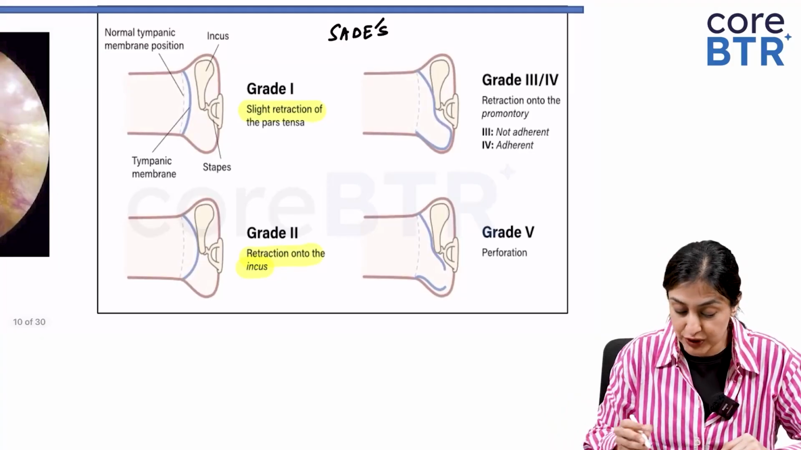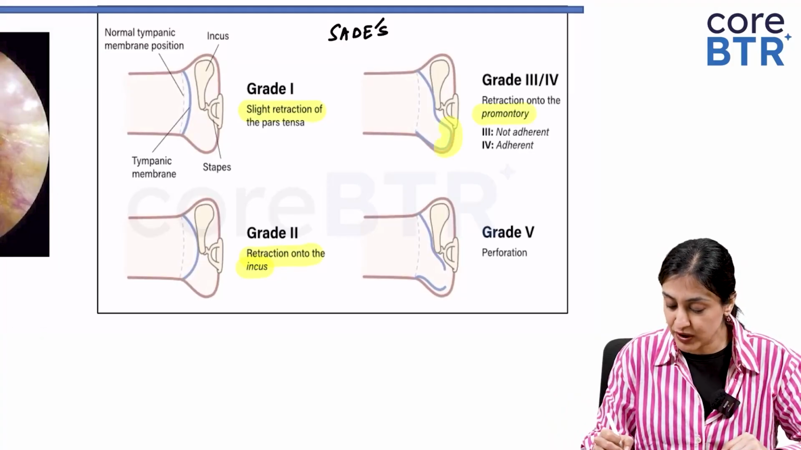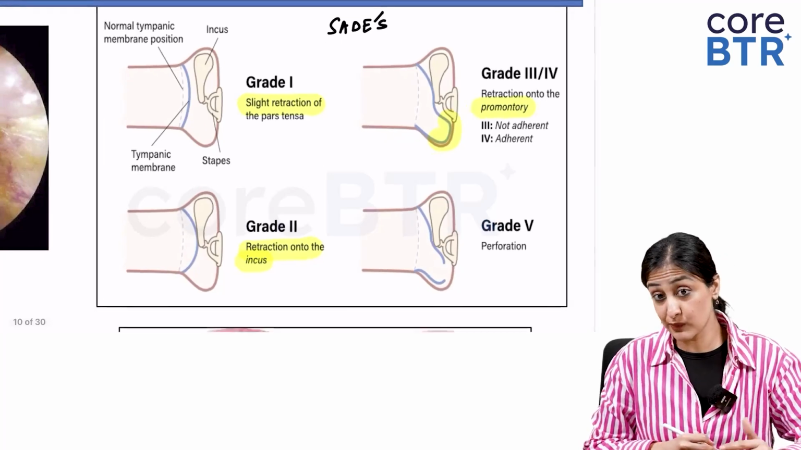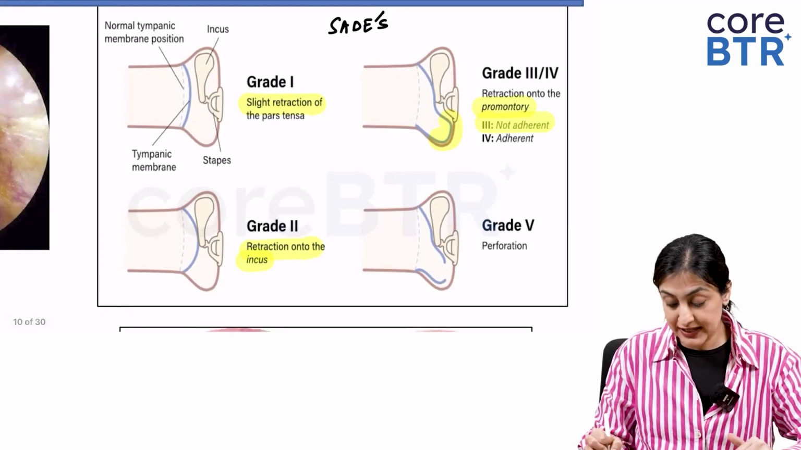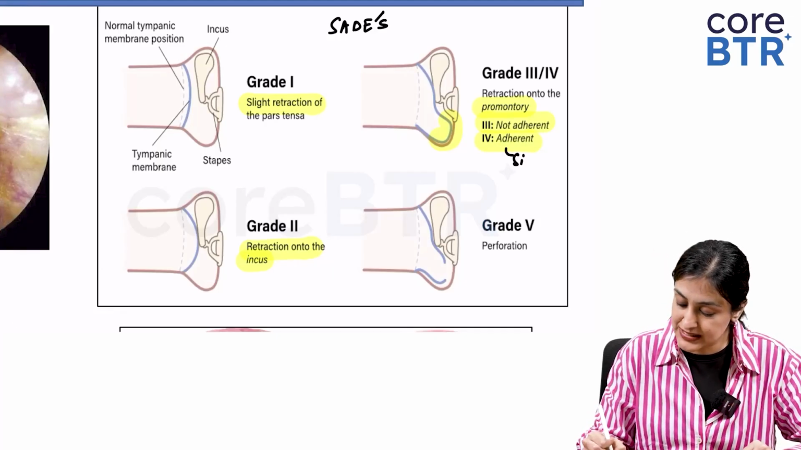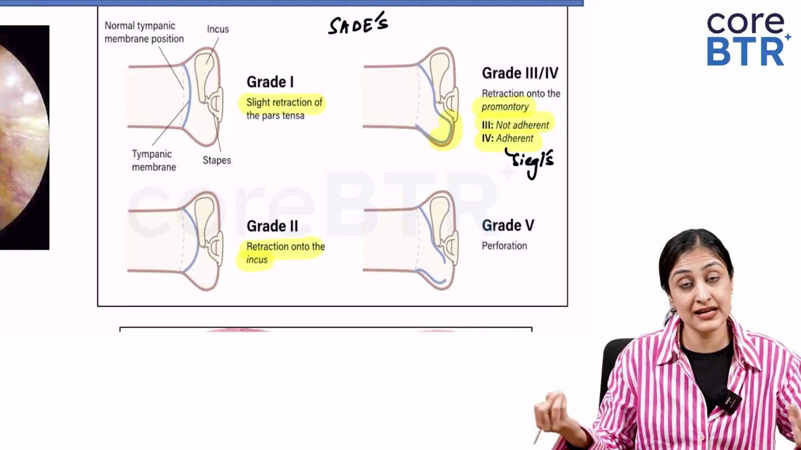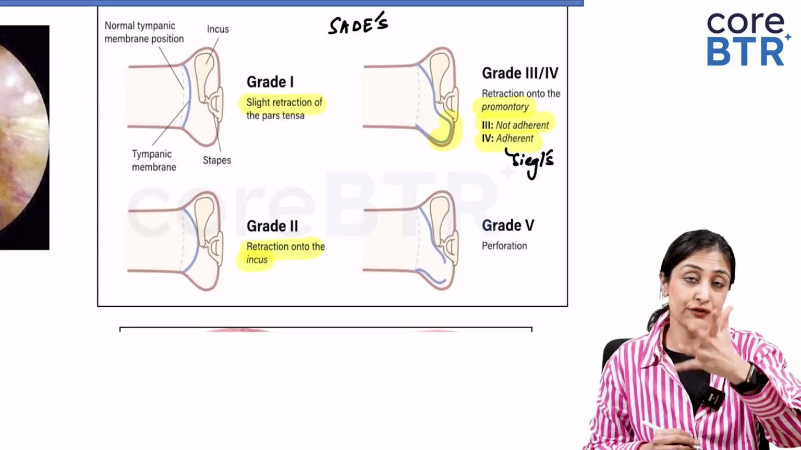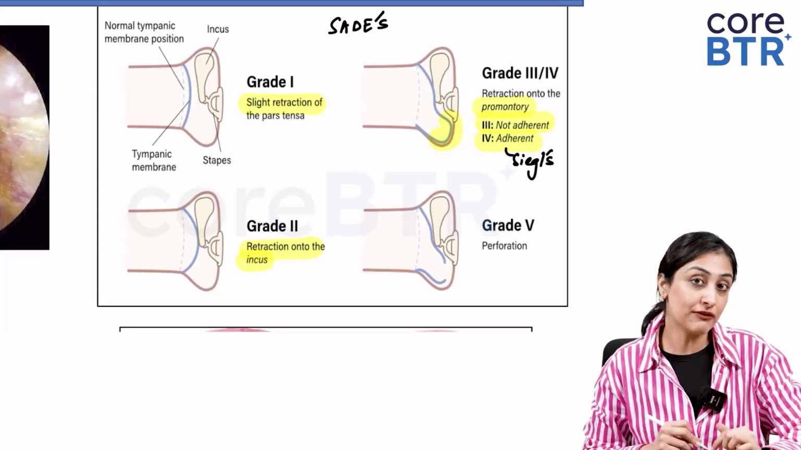In grades 3 and 4, now it has reached the promontory. Can you see? It has reached the promontory. Grade 3 is where it is not adherent, grade 4 is adherent. So how do I distinguish that? Using a Siegle's speculum, the seagull. If it moves on Siegle's, it is grade 3. If it doesn't move, it's fixed, it is grade 4. Grade 5 is where you have a perforation.